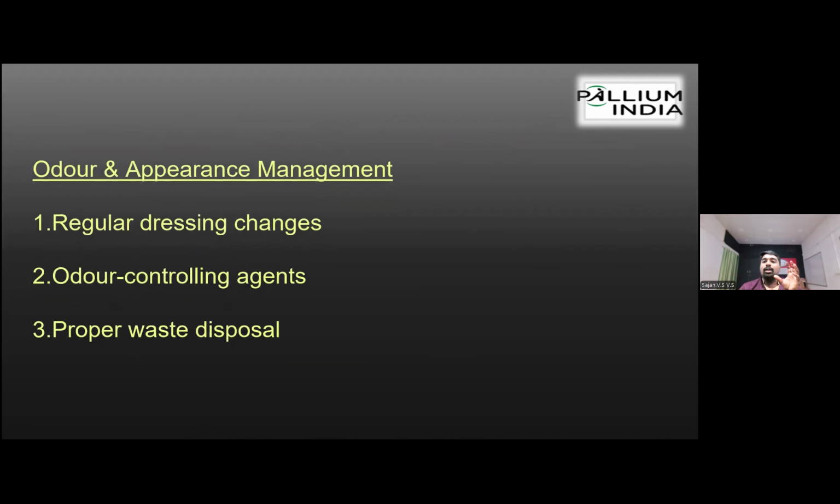Then malodor, like pain, is one of the psychologically affecting things. So regular dressing change is very important. Regular dressing means the frequency we can't set for everyone. In some dressings, maybe not only on a BD basis we can manage, maybe 3 times, maybe 5 times. According to the quantity of the exudate and the type of the wound, we need to change the dressing pad. Then odor controlling agents, we will discuss later.